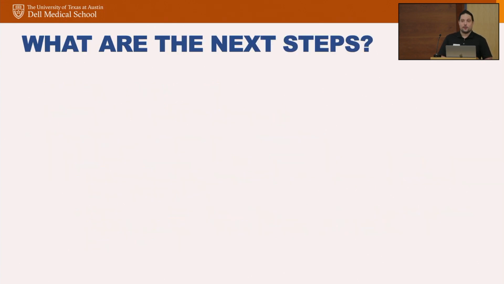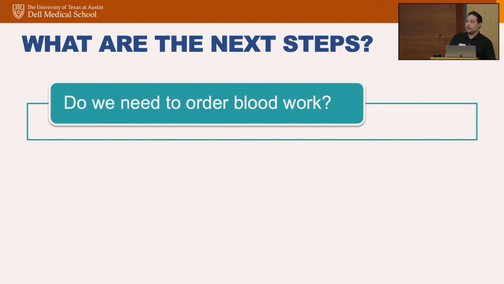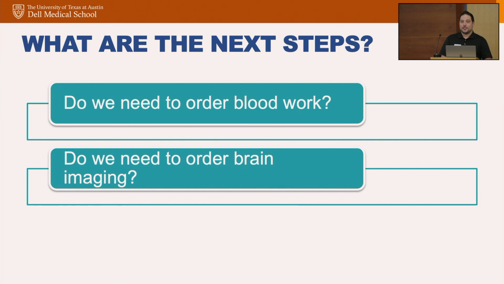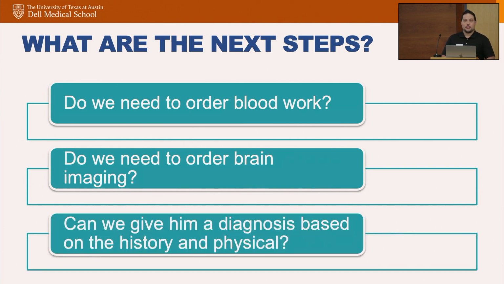So what are the next steps for our patient? Do we need to order blood work for him? Do we need to order brain imaging? Or can we give him the diagnosis just based on the history and physical that I presented?